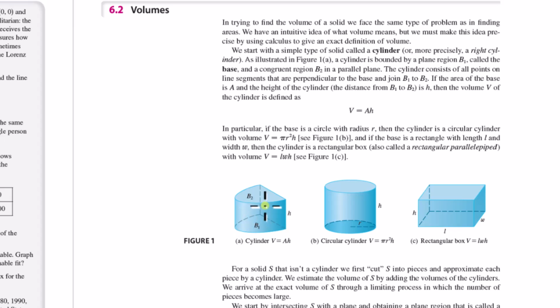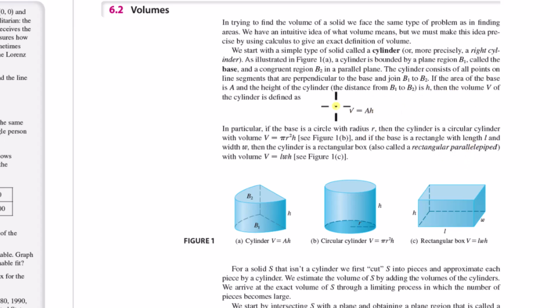So this is a solid here. It's not just a surface with a hollow interior. This is a full solid, and you've got these two base planes that are separated in parallel, and then the cylinder is all points that are on line segments that are perpendicular to the base planes and connect the two base planes. That's the definition of the cylinder. And the idea is the base planes can have any planar shape. So this is a circular cylinder, and this is a rectangular cylinder, a rectangular parallelepiped.